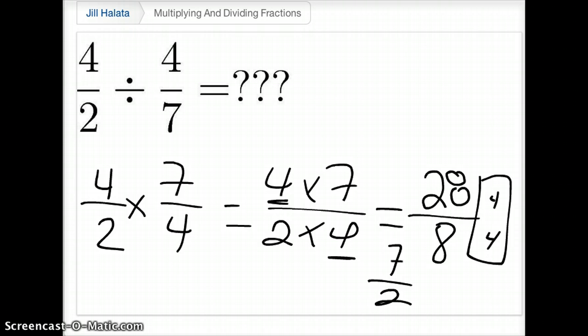So now it's an improper fraction. I've got to change it to a mixed number. So remember, how many times can 2 go into 7? I can get 3 wholes. That leaves me with 1 piece out of my 2 pieces that make a whole left. So my answer is 3 and 1 half.